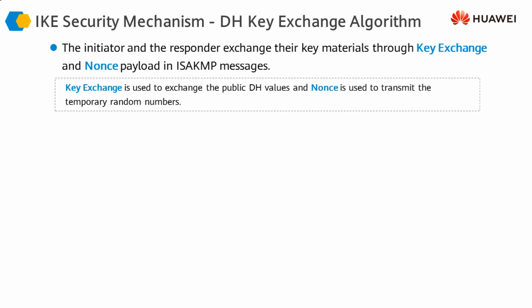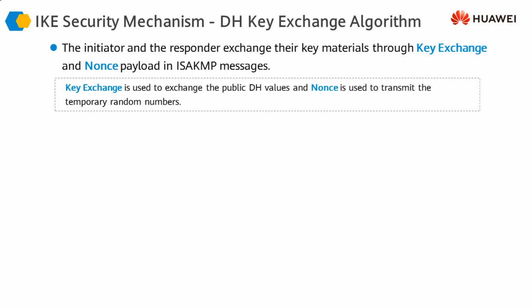The initiator and the responder, or the two peers, exchange their key materials through the key exchange and nonce payloads in ISAKMP messages. As you know, ISAKMP is the framework which is responsible for making IKE possible. So Diffie-Hellman uses ISAKMP messages to exchange the key materials, and these key materials include two things: the key exchange payload and the nonce payload. What is key exchange?